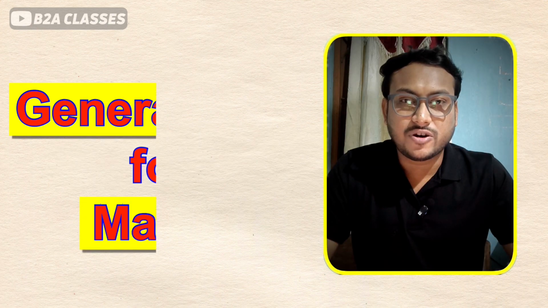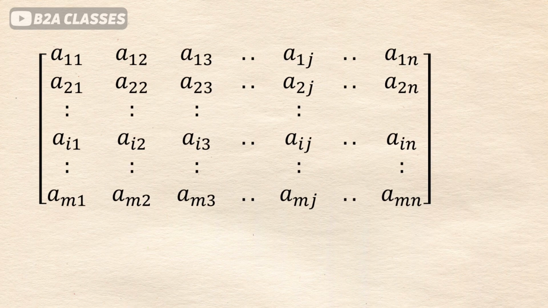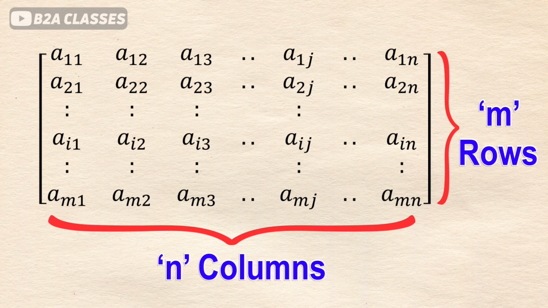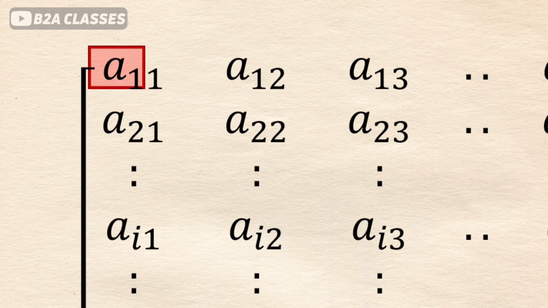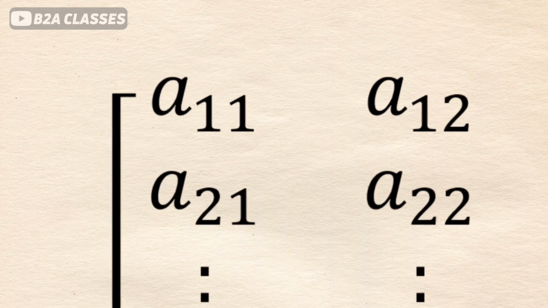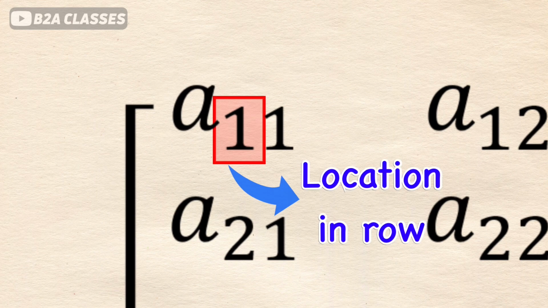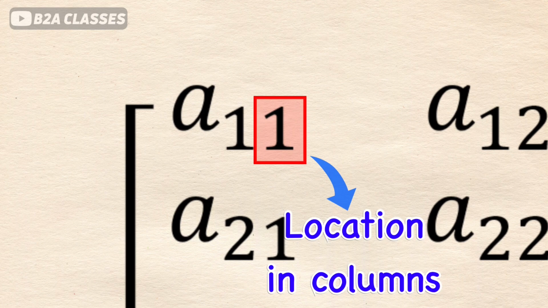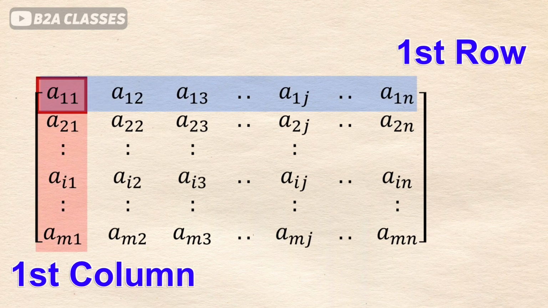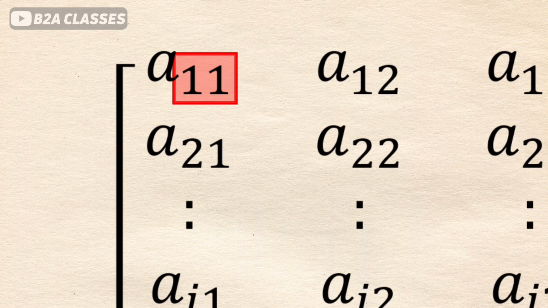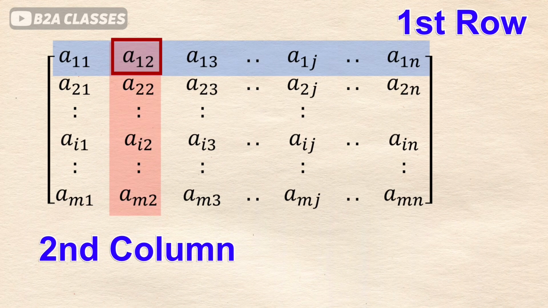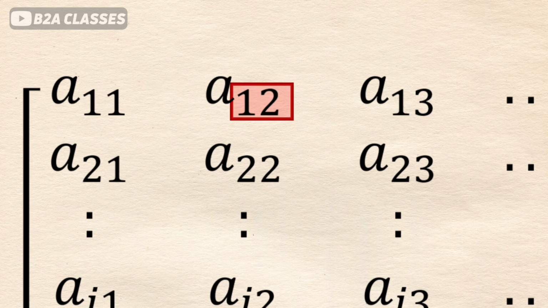Now we will see the general form of a matrix. Let's say a matrix has m number of rows and n number of columns, and every element of the matrix is denoted by small letter a and some numbers in the subscript. The numbers in the subscript represent the location of the element in the matrix. The first number represents the location of the element in the row and the second number represents the location of the element in the column. So the first element is in the first row and first column. Therefore, the number in the subscript will be 1 1. The element right next to it is in the first row and second column. Therefore, the number in the subscript will be 1 2.